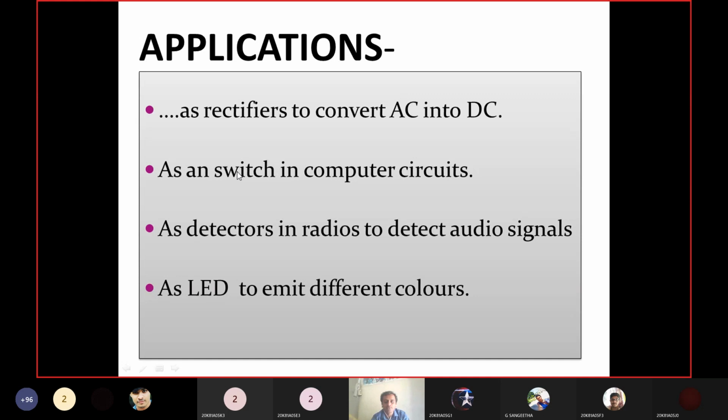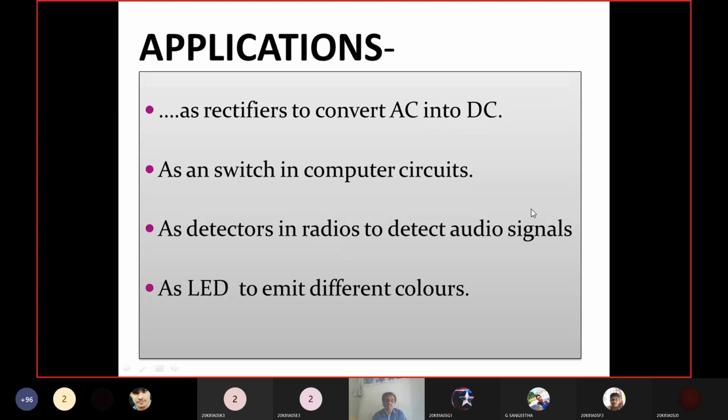It is also used as a switch in computer circuits. Switch means for forward bias it acts as a conductor, and for reverse bias it acts as an insulator. So that's why we can use it as a switch in computer circuits. Next, a detector in radios detects the audio signals. By using the detector we can tune the particular signals, so we use the diode to detect the audio signals.